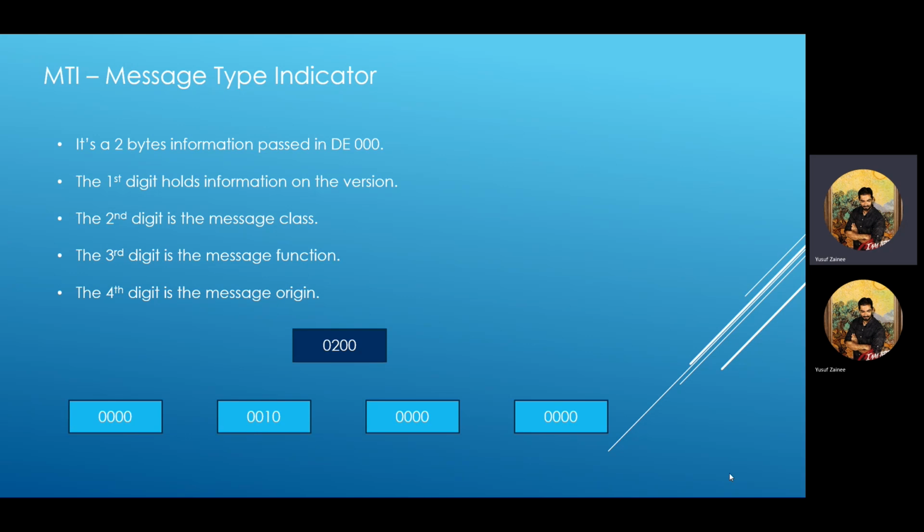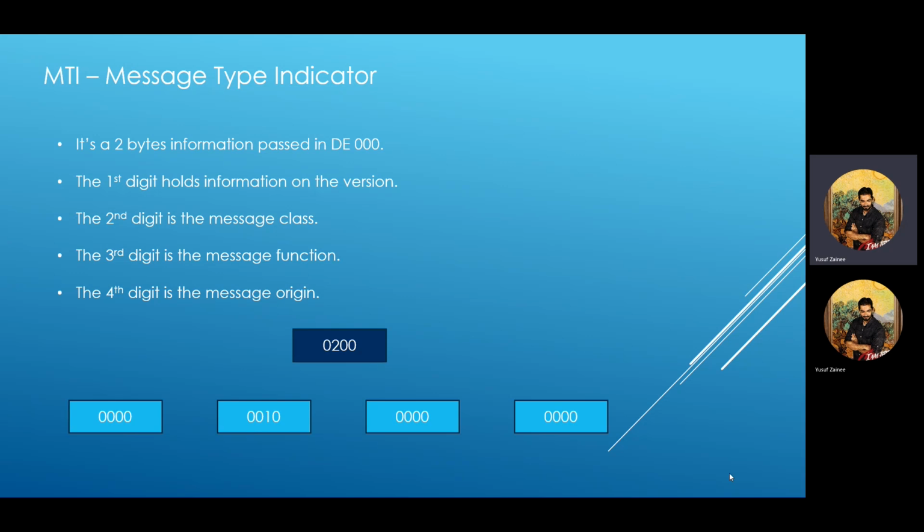It consists of 2 bytes basically. 2 bytes means that there are 16 bits of information, and that's why we can send 4 different digits. The first digit holds the information about the version. There are different 8583 versions that we can use, so the first digit tells which particular version is being used for this message. The second tells the message class, which tells what the purpose of this message is.